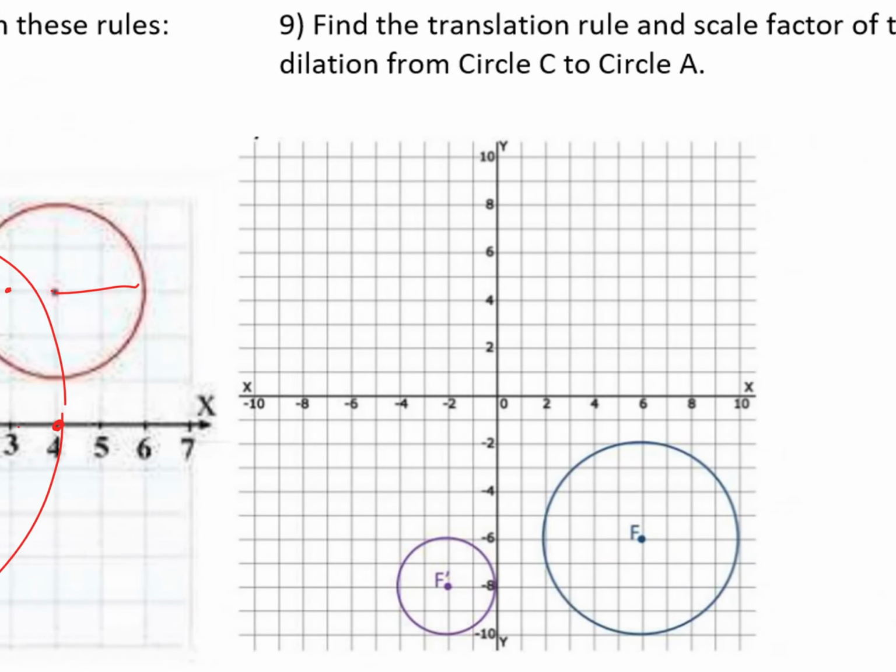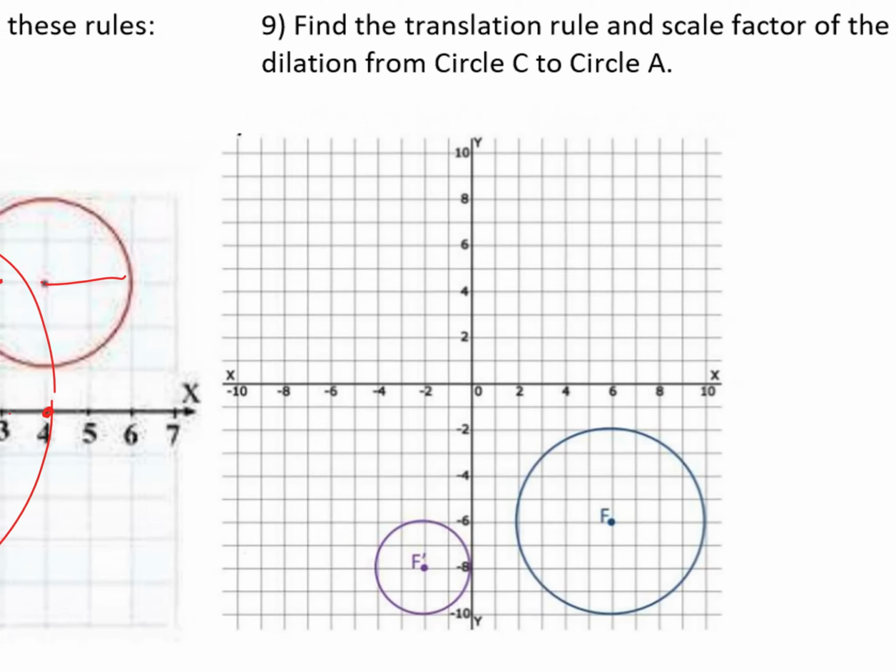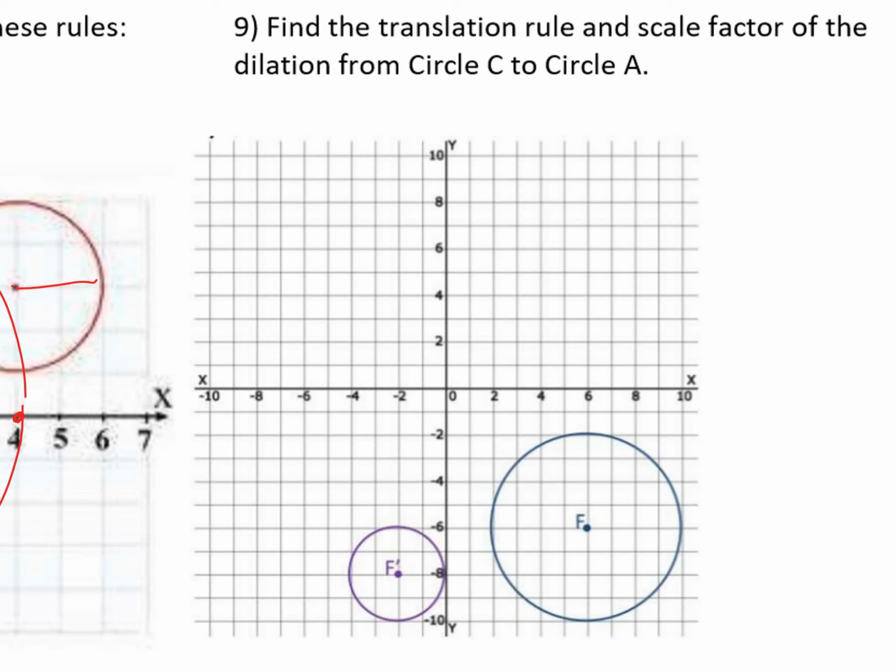All right, so we have a translation, and we have to find what the rule was and the scale factor. So we went from F to F prime. That means we went 1, 2, 3, 4, 5, 6, 7, 8. We went a -8 in the X direction. We went a -2 in the Y direction.